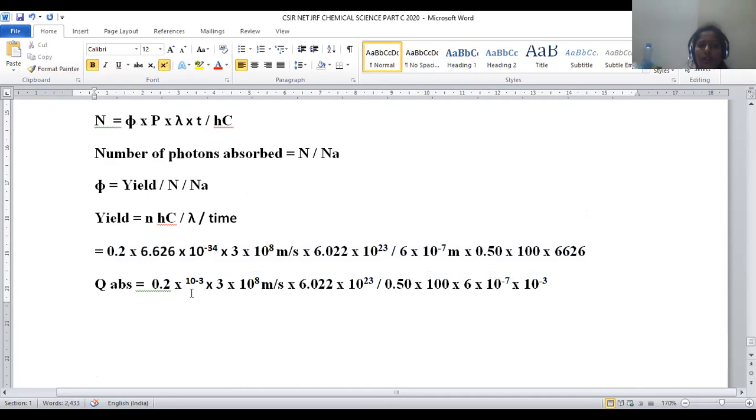Q observed is equal to 0.2 into 10 to the power minus 3, 3 into 10 to the power 8, 6.022 into 10 to the power 23 by 0.50 into 100 into 6 into 10 to the power minus 7 into 10 to the power minus 3, because you can clearly observe that 6.626 is there, 6626 is there. So these two terms clearly get cancelled.